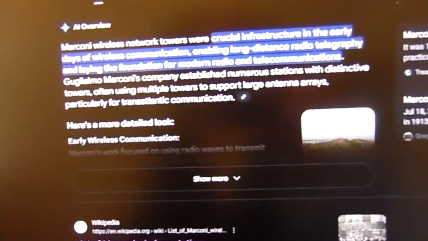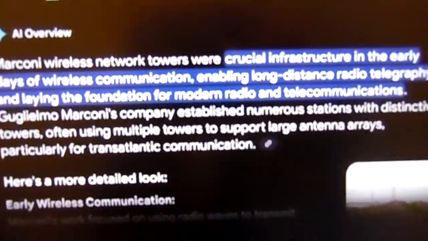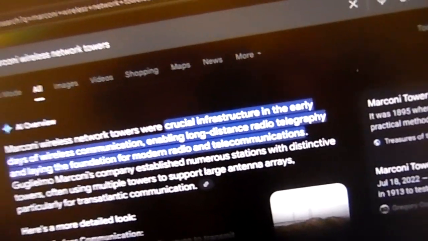Crucial infrastructure in the early days of wireless communication. Guglielmo Marconi, all right?